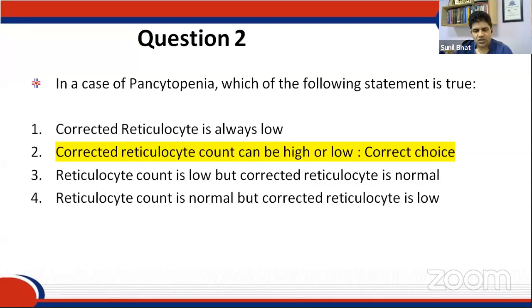So I was trying to show you that we're tempted to say that corrected reticulocyte count would be low in a patient of pancytopenia, which is not correct, because I showed you in the previous slides that pancytopenia may not always be because of bone marrow failure. It may not always be because of the bone marrow not functioning. We can have pancytopenia even when there is higher peripheral destruction, and in those cases, the reticulocyte count can be even normal or high. So that's why choice number 2 is correct here.